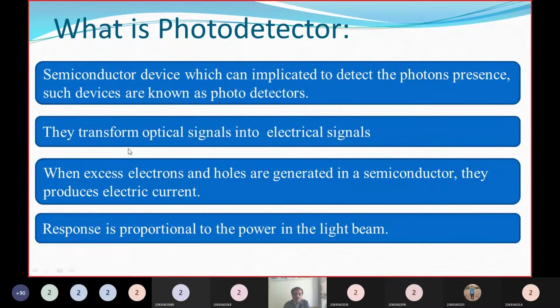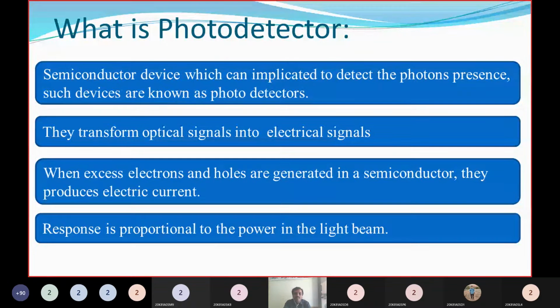Now the photodiode transforms an optical signal into an electrical signal. I just said that. The principle here is that optical energy is converted into electrical energy. Now, the next point: when excess electrons and holes are generated in a semiconductor, they produce electric current.